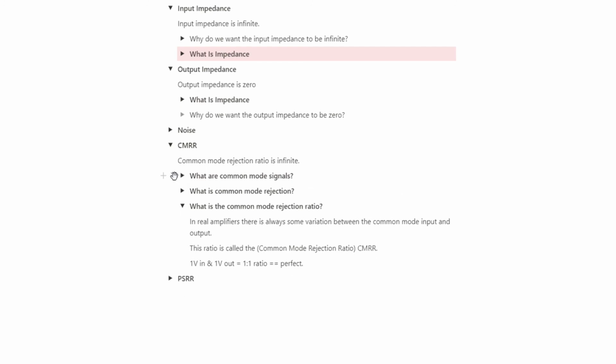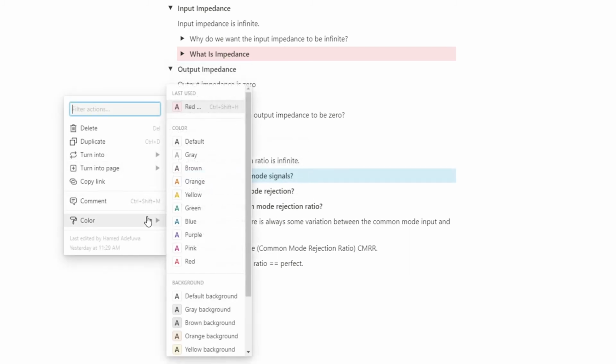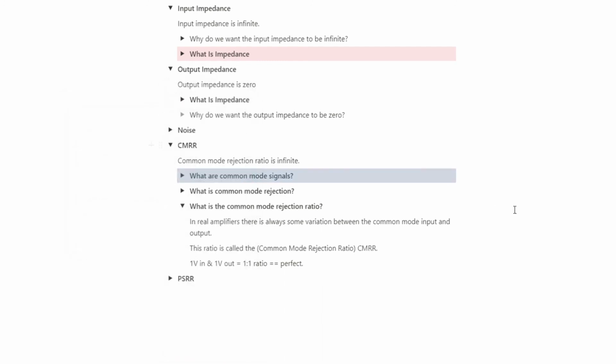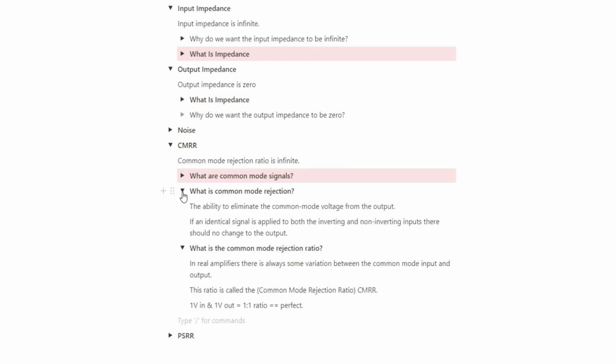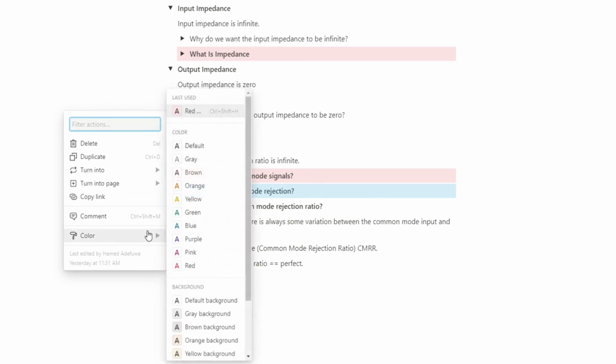Boom. And common mode rejection is when the op amp rejects, or when the output doesn't change when two identical signals are placed upon the inputs. The ability to eliminate the common mode voltage from the output. If an identical signal is applied to both the inverting and non-inverting inputs, there should be no change to the output. Booyah! Got it right as well. Love it. Okay. Again, I'm okay with that.